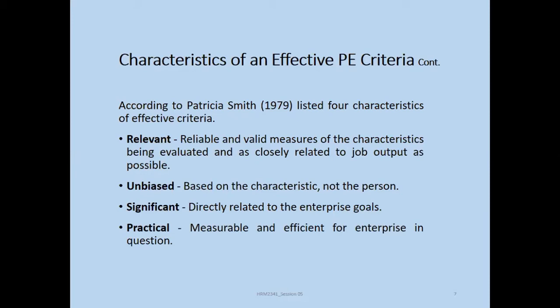The fifth one, unbiased. Performance evaluation criteria should be developed based on the characteristics of the job, not on the characteristics of the person who is currently performing the job. The person may change, but the performance evaluation criteria should not be changed based on personal changes.